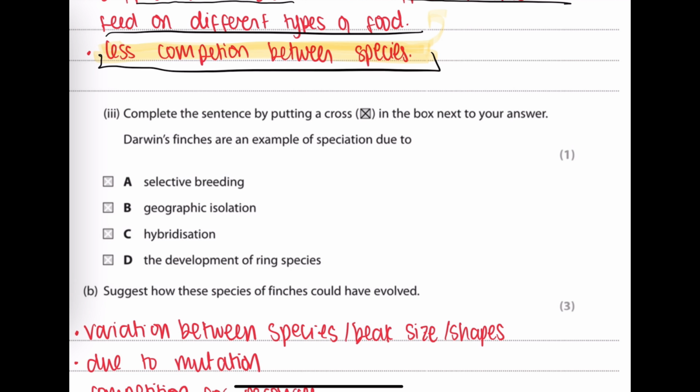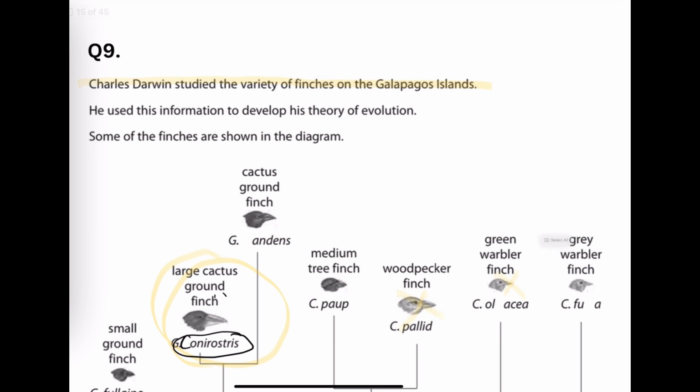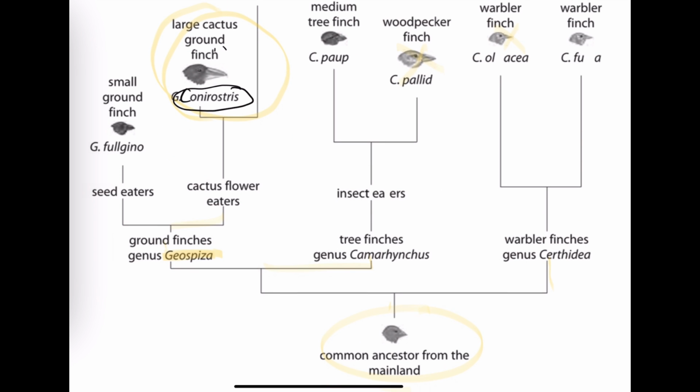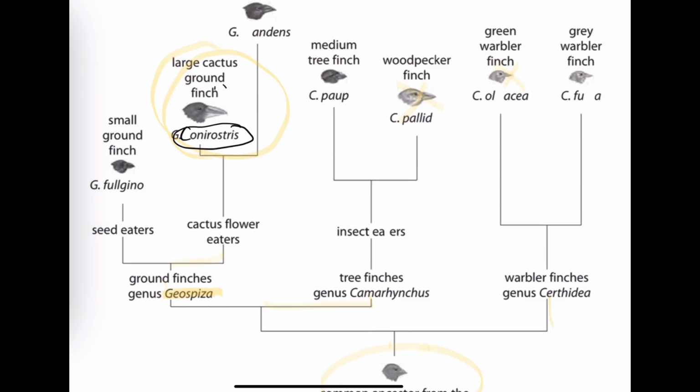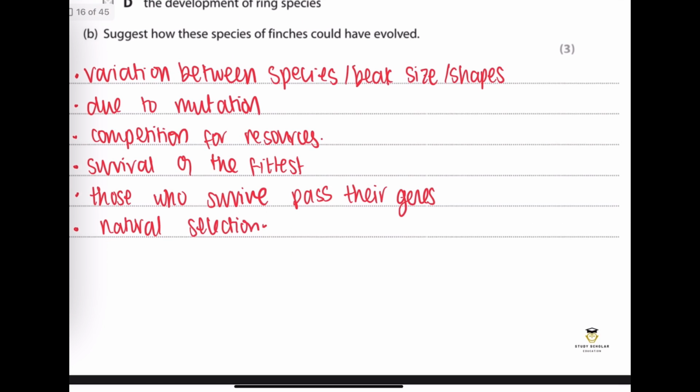Complete the sequences by putting a cross X in the box next to your answers. Darwin finches are an example of speciation, and this is due to geographical isolation. If you see here, these are all the variety of finches in one island. This means that there are some places where they're not able to see each other, and because they're all in one island, they all have the same type of environment, so it's geographic isolation.